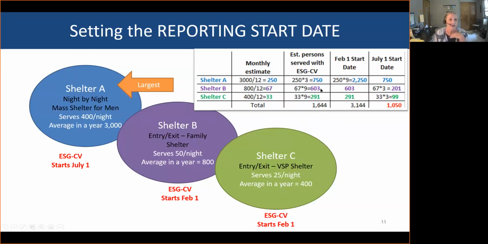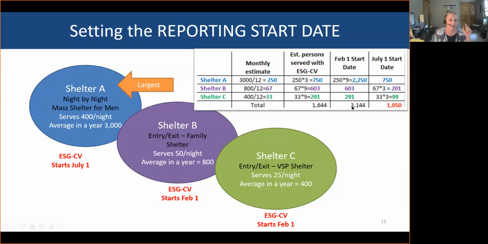Shelter B, 603, because that's when they started. Shelter C, 291. Grand total, 3144. If we do a July 1st start date, you're going to see that we're back to the real 750. These people back down some, these people back down some, but the total was 1050. And what we did was we hit as close as we could to the estimated person served without going over.